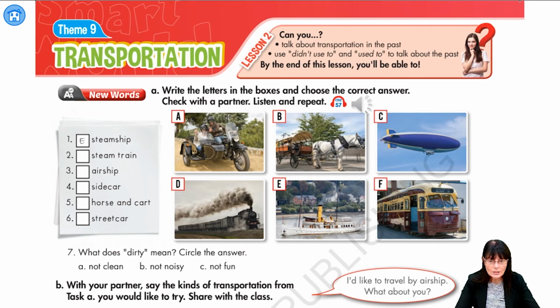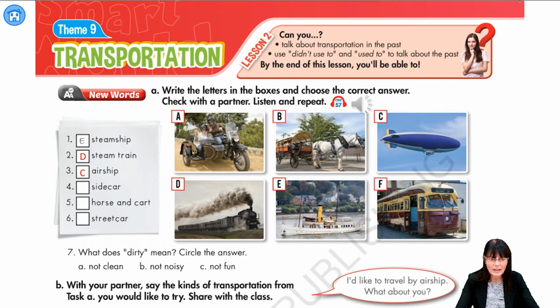Okay, so you just need to write the letters in the boxes by choosing the correct pictures. So number 1, you match that to E, so we know that that's a steamship. And number 2, a steam train. Okay, so you would match that to picture D. And number 3, airship, and that's matched to picture C.